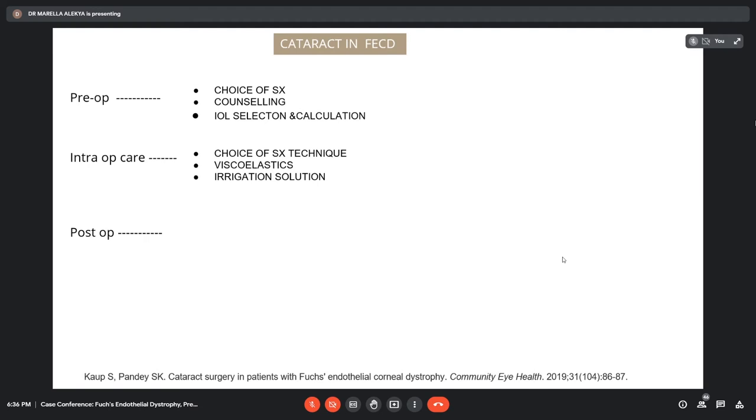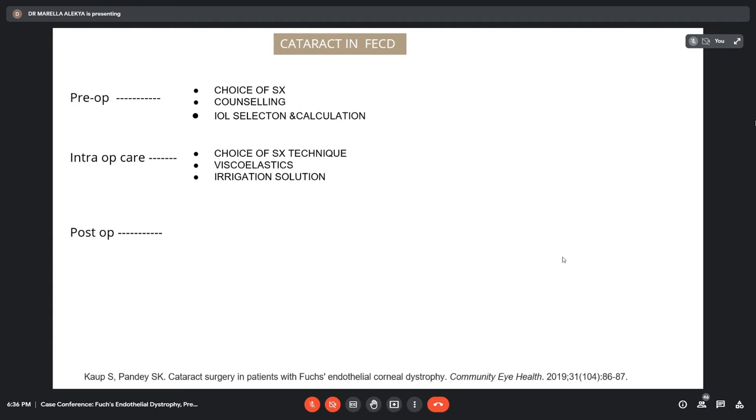Always compare it with the other eye. If the other eye is also having normal cornea with the toricity, then you can go ahead with the toric lens. But basically, if you're not sure, you are better off not putting the toric lens. Multifocal IOLs are not suitable for these patients. Aspheric lenses, possible.